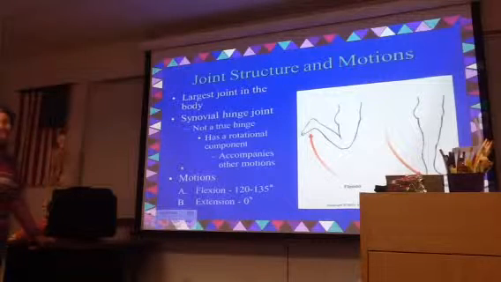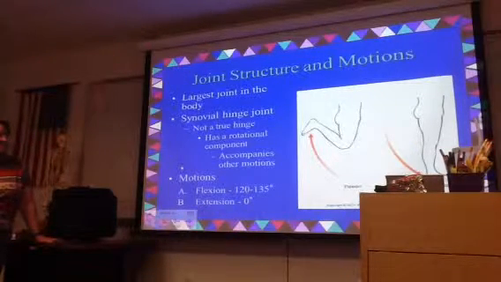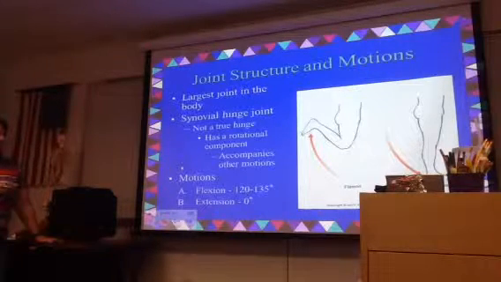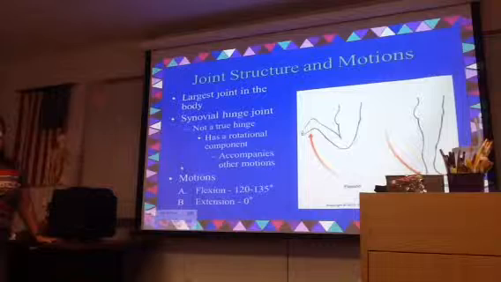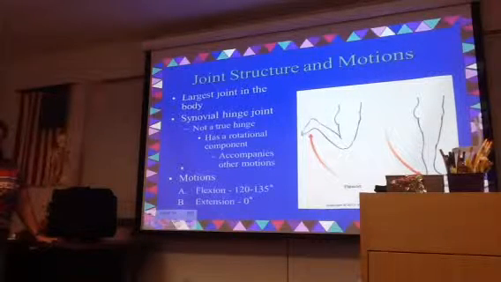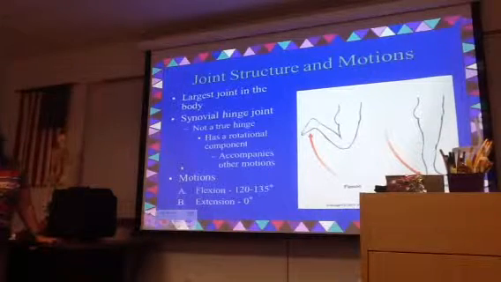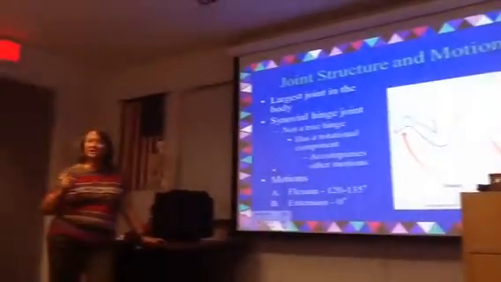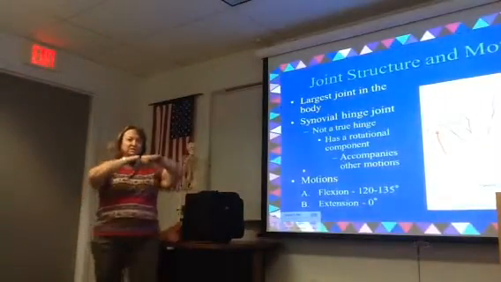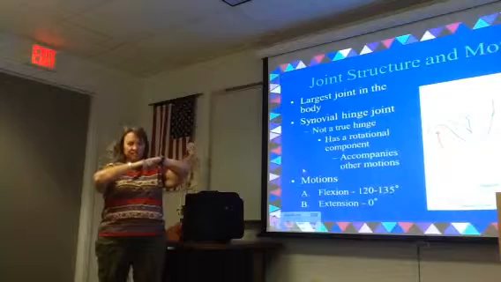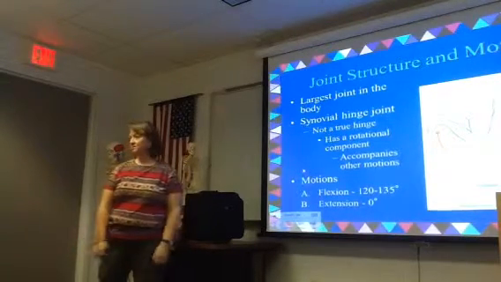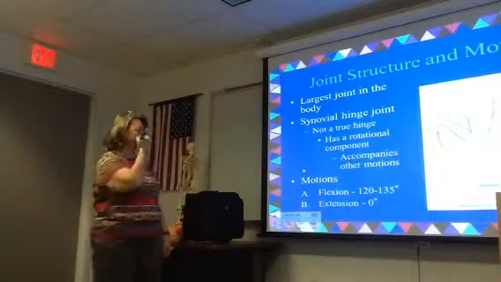Okay, so it's considered the largest joint in the body. It's a synovial joint, and it's a hinge joint. It's a hinge joint because it just does flexion and extension. There is a rotational component that accompanies the other motions. This is arthrokinematics though, it's not osteokinematics, it's arthrokinematics. And so we're not going to actually measure that rotation because it's really very slight, and it's just a little bit of rotation. Part of that is to keep you from trashing your knee every time you walk. Okay?